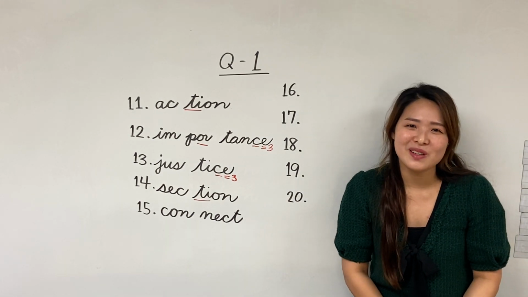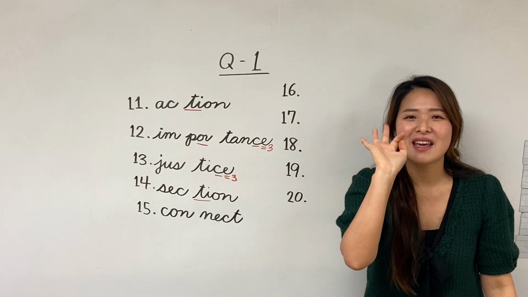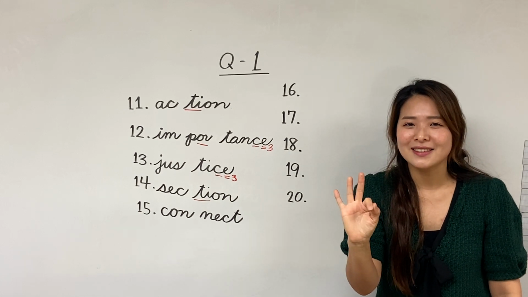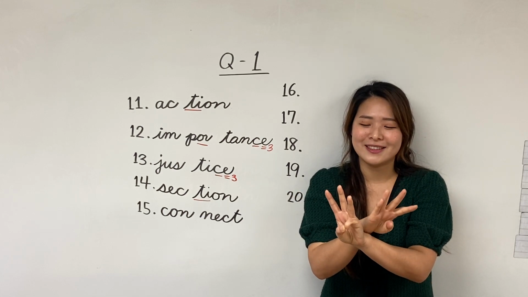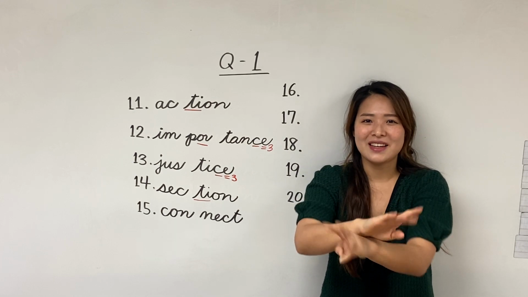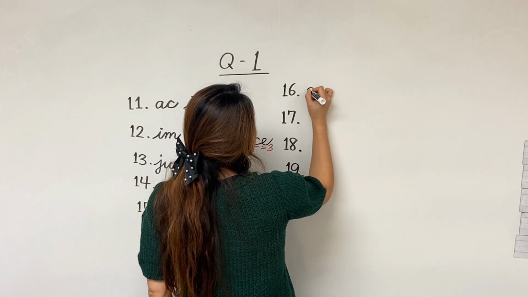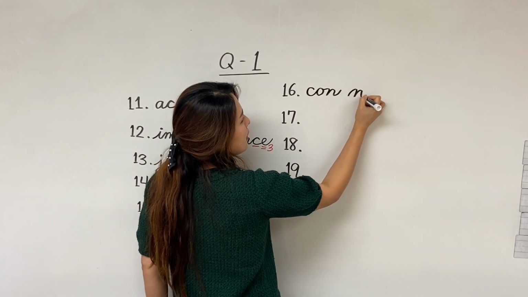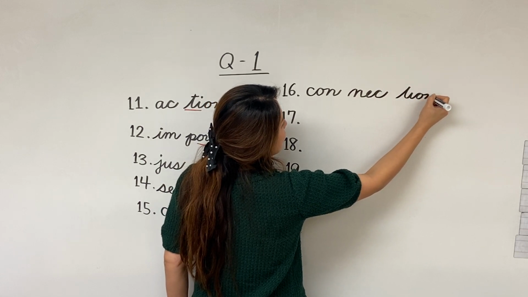Connection. How many syllables are there in connection? Connection. 3 syllables. Sound it out. K, a, n, e, k. Sh, a, n. Connection. Now say it as you write it. K, a, n, e, k. Sh, a, n.